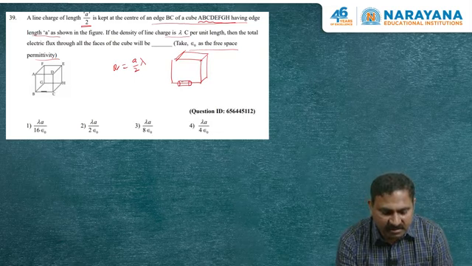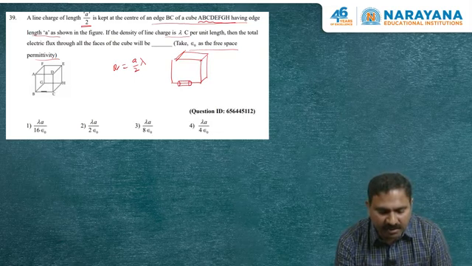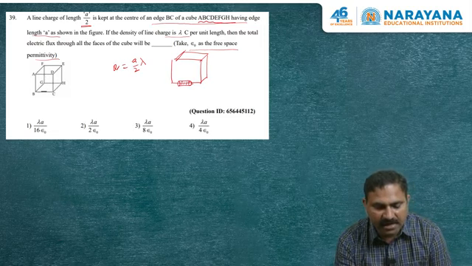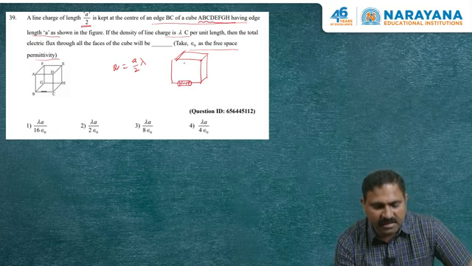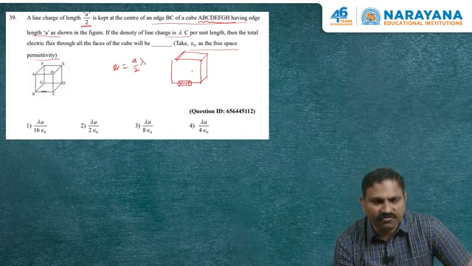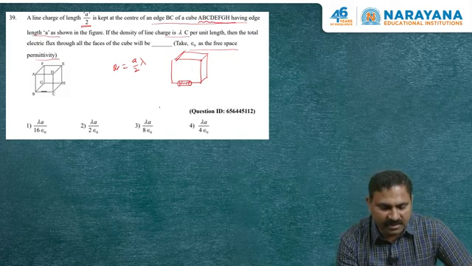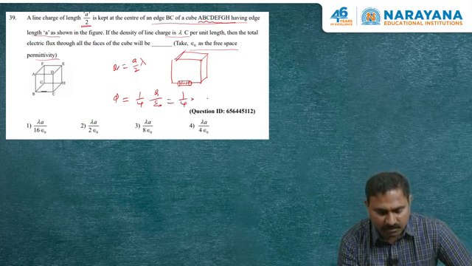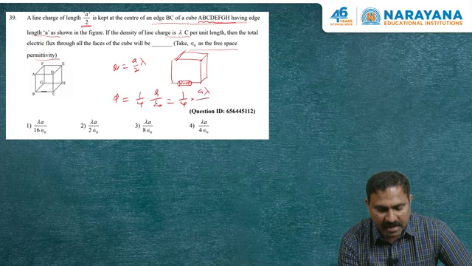In this case, it can be assumed to be enclosed with 4 identical cubes. I can enclose this charge with 4 identical cubes. In that case, flux linked with each cube will be 1/4 of the total flux due to symmetry. In that case, flux through each cube comes out to be 1/4 times of total flux q by epsilon naught, that is 1/4 times of lambda a by 2 epsilon naught. It will be lambda a by 8 epsilon naught.